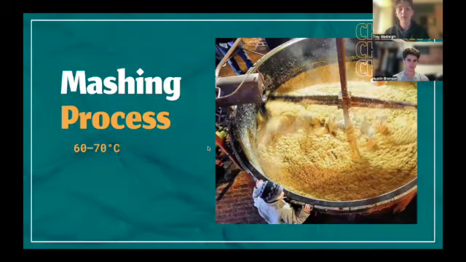Now to begin, during the mashing process, enzymes such as amylases catalyze the hydrolysis of starches in the malted grain into simpler sugars like maltose. This enzymatic activity is highly sensitive to specific conditions, requiring an optimal temperature of around 60 to 70 Celsius and a mildly acidic pH to function efficiently. We'll go more into the detail of that later.